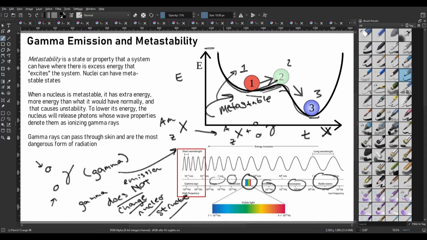This hill it has to climb over is the release of the photon, and this is the lower energy state that the nucleus will be at once that's done. And that's why we have gamma emission.